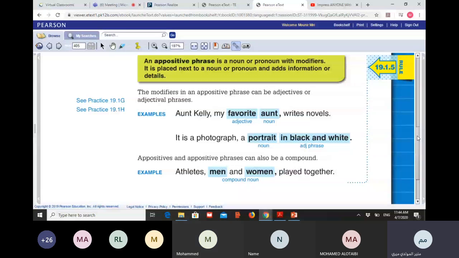Appositives and appositive phrases can be compound. It's very clear. Whenever you find something compound, you are going to find a conjunction in it, like but, or, and. Like here we have in this example, athletes, men and women, play together. We have a compound noun, men and women. This is an appositive phrase that refers back to athletes. If you omit it from the sentence, it still gives meaning.